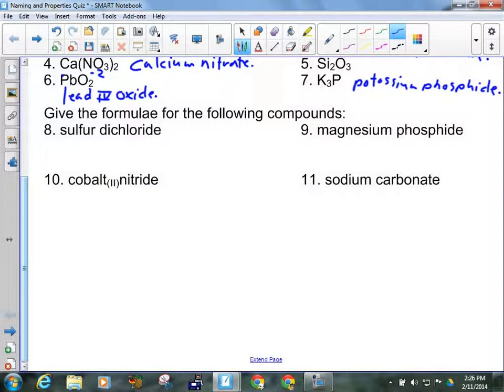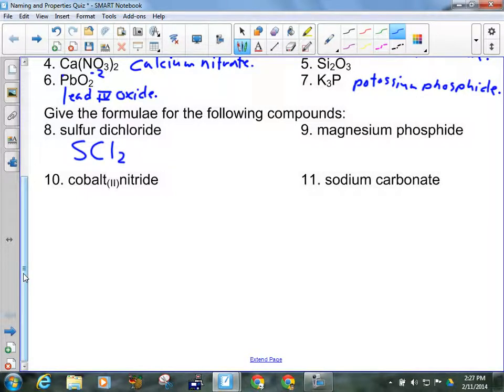For our last 4 here, we got to give the formulas. Sulfur dichloride. So this is a molecular compound. The prefixes tell me how much of everything there is. There's 1 sulfur and there's 2 chlorines. Okay, they either have that formula right or they don't. There's no half marks on that.